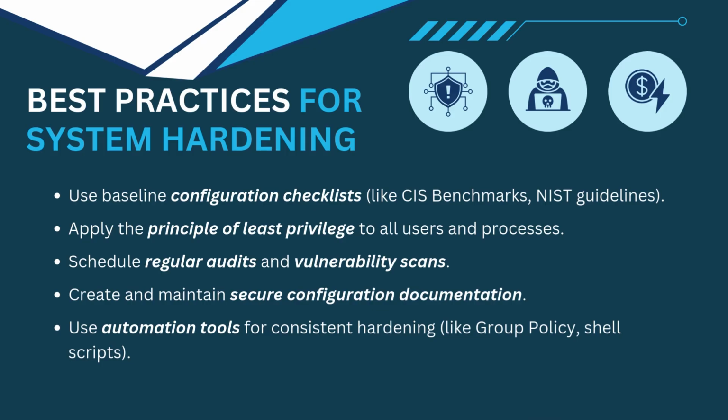Let's discuss some examples of best practices. Use baseline configuration checklists, like those from NIST or CIS. Apply least privilege access to users and applications. Schedule routine audits and vulnerability scans. Keep detailed documentation of your secure settings. Use automation tools like group policy or shell scripts to apply your configurations consistently. These steps help you build a strong defense that's scalable and reliable.